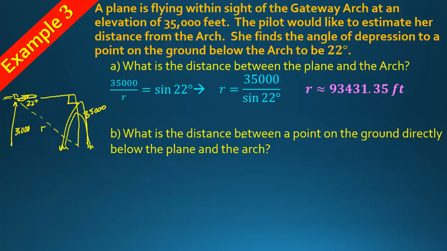Now the second part: what is the distance between a point on the ground directly below the plane, so like right about here, and the arch? So we're trying to find this distance, which also happens to be that distance.